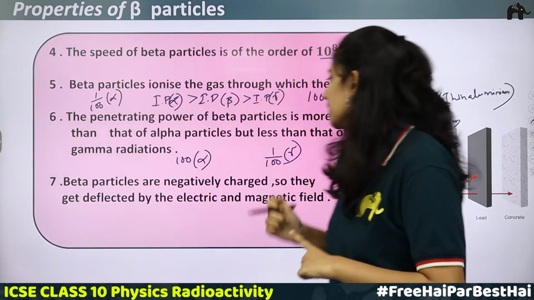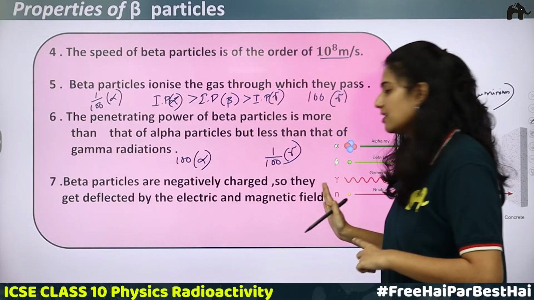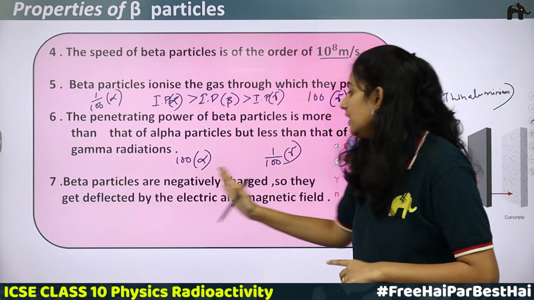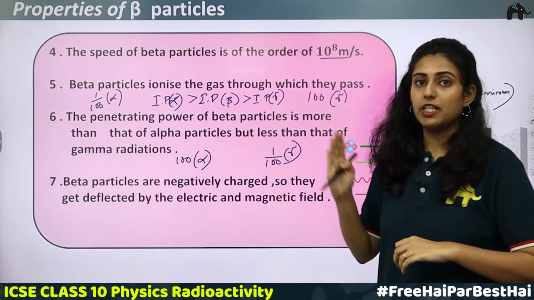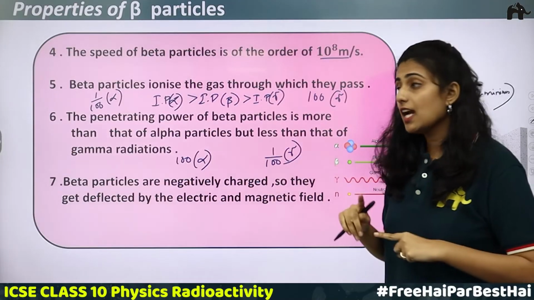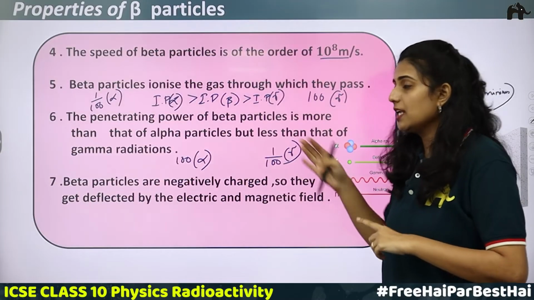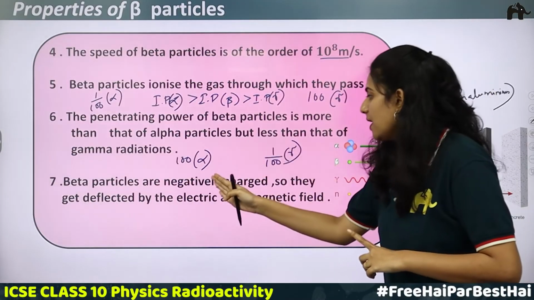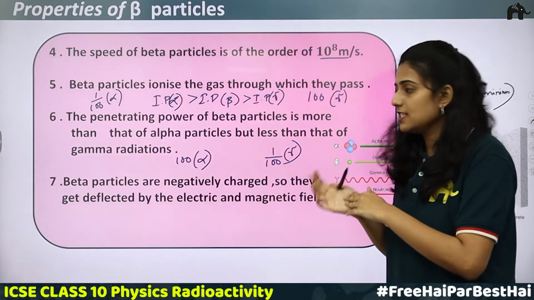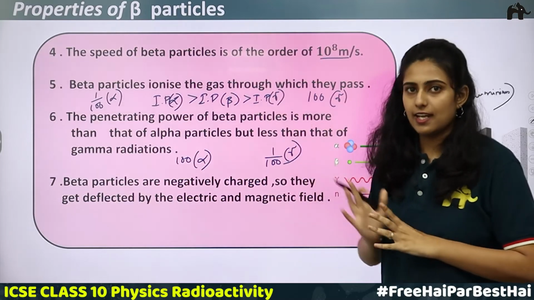Okay, next, beta particles are negatively charged, so they get deflected by the electric and magnetic field. This also we have discussed. We know that the deviation produced by beta particles is greater than that of alpha particles, and the gamma particles produce no deviations. So beta, you can see it has bent more. Beta particles are negatively charged and will bend towards the positive plate in case of electric field, and in a magnetic field it is towards the right.